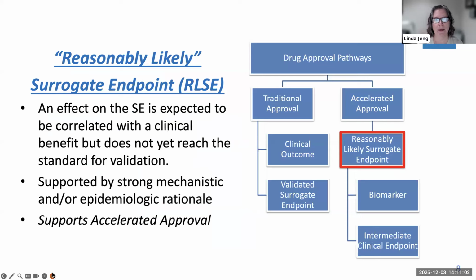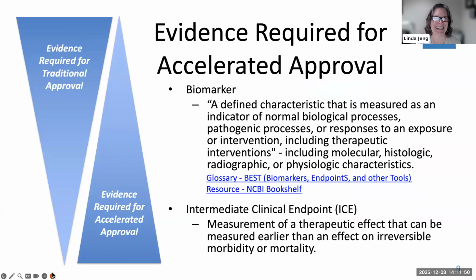On the other hand, when you're talking about accelerated approval, if you're choosing a surrogate endpoint where you do not have enough evidence to say that it's a validated endpoint to support traditional approval, but you have enough evidence to make it reasonably likely to predict that outcome of how the patient feels, functions, or survives, then you may have enough evidence to support the surrogate use as a reasonably likely surrogate endpoint for accelerated approval. Often these have very strong mechanistic and/or epidemiologic rationale, and there are a variety of types of evidence that can be applied, which we'll talk about later. But again, this reasonably likely surrogate endpoint would support accelerated approval, and that can include biomarkers. Sorry, next slide, you're good.